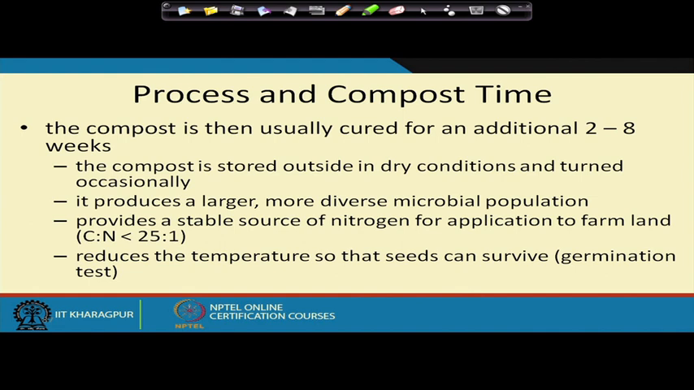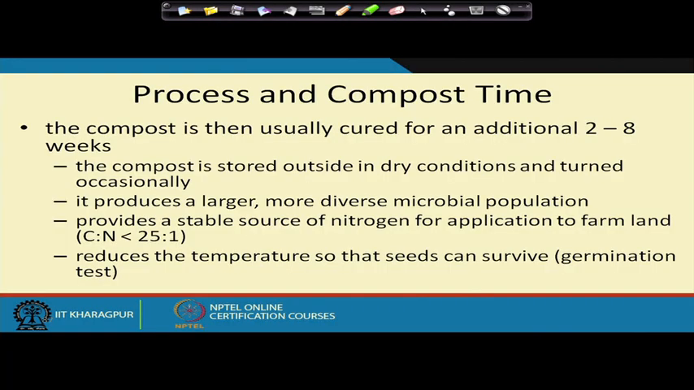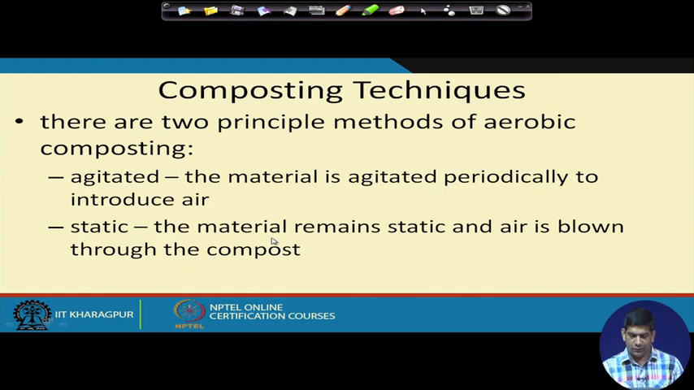So, with a carbon nitrogen ratio of less than 25:1, it reduces the temperature so that seeds can survive. We can do a germination test to find out whether the seeds are going to survive. If they don't survive, then there is no point of this compost, isn't it? So, seed has to survive, and that's why we have to reduce the temperature as well.